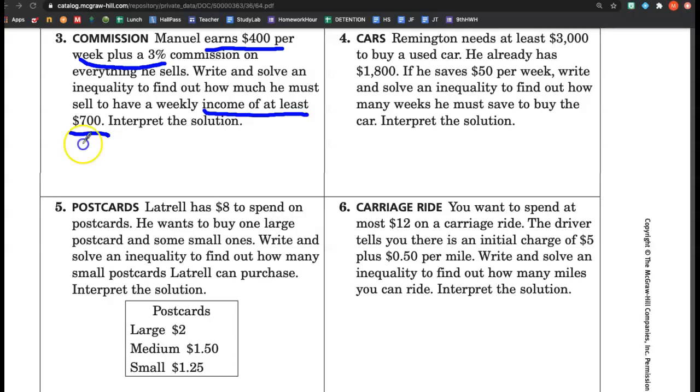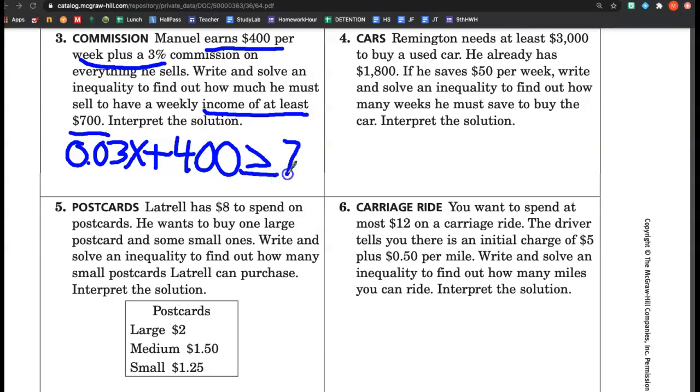The problem would be 0.03. Where did you get that number? From the 3%. Instead of having it be 3%, you have to move the decimal twice to the left and change it to a decimal. Perfect. So they changed their percent to a decimal there. So 0.03x plus 400 greater than or equal to 700.